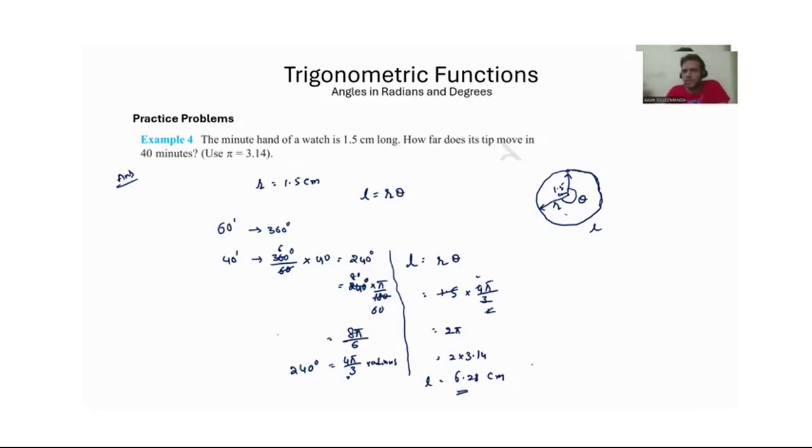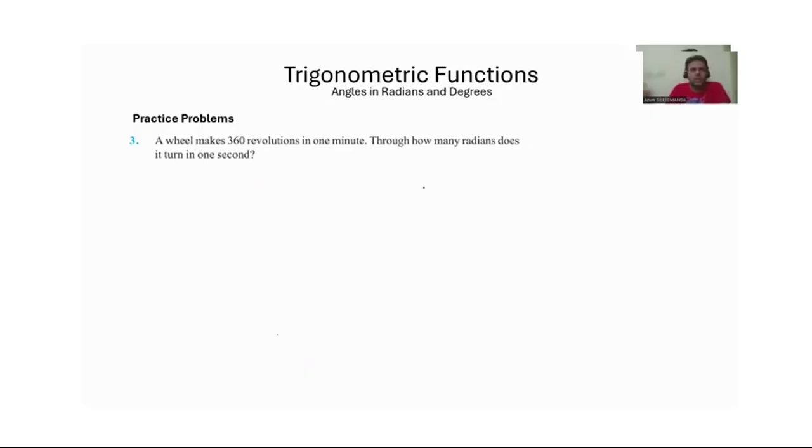You understood, guys? So that's how we can find it. This problem is important. The minute hand or hour hand, they will give. So here the clue is the length of the hand is nothing but your radius. Then find how much angle it is making, convert that into radians, and then substitute into the formula L equal to R theta. Okay, next. Look at this, guys.